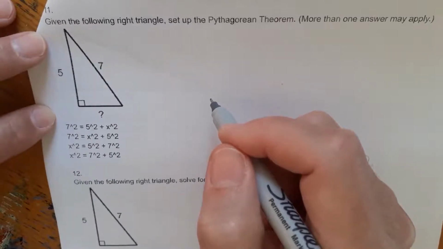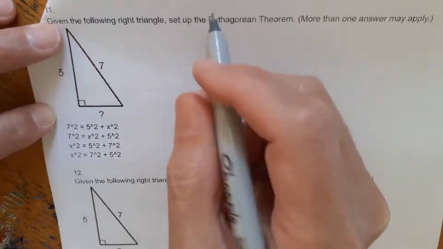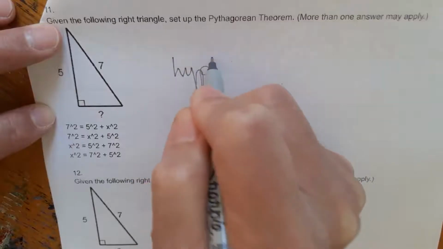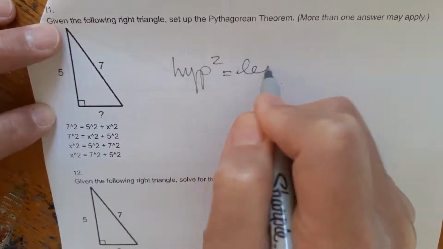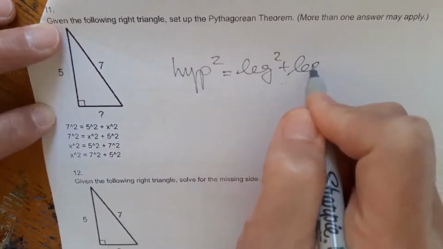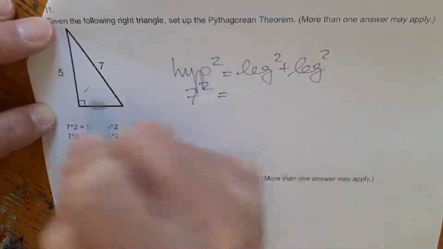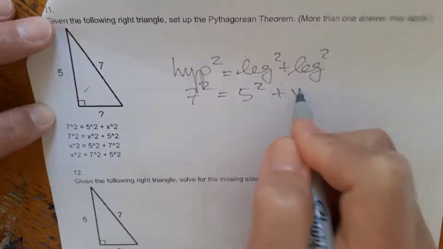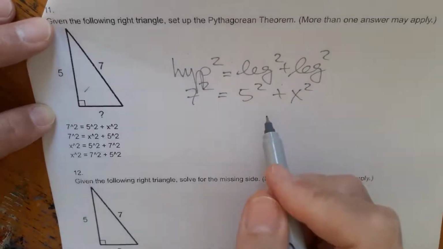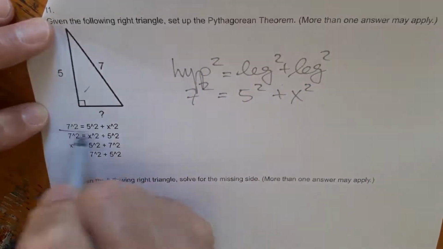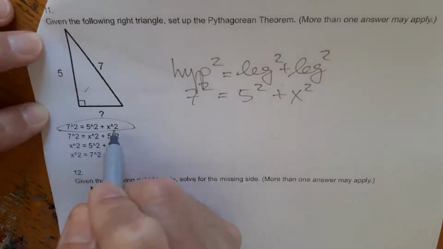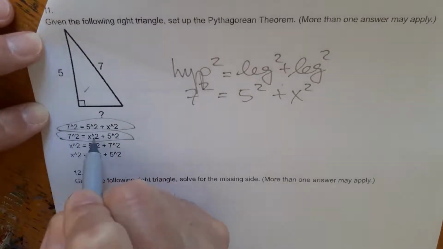Okay, so set it up. Oh, we're back to a setup. Fine. Height squared equals leg squared plus leg squared. Height squared is 7, not touching. 7 squared equals 5 squared plus x squared. Okay? And that's it here. 7 squared equals 5 squared plus x squared. 7 squared equals x squared plus 5 squared.